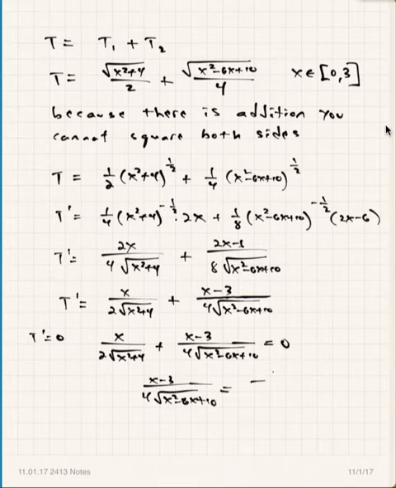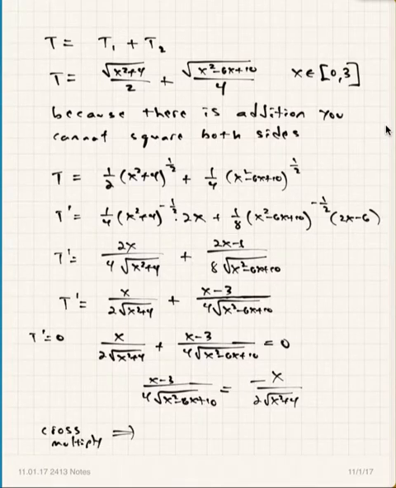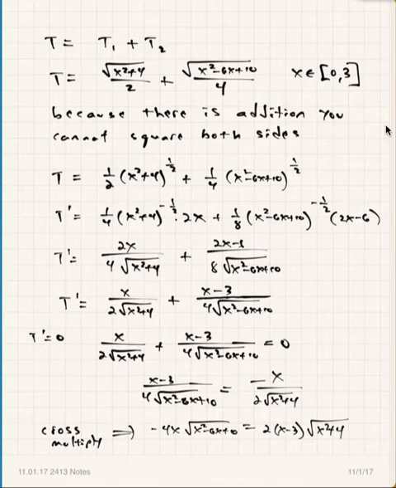So you have negative x over 2 times the square root of x squared plus 4. And then you could actually cross multiply, believe it or not, because it's just a fraction equals a fraction. So you've got negative 4x times the square root of x squared minus 6x plus 10 equals 2 times x minus 3 times the square root of x squared plus 4. Oh my gosh, like that.